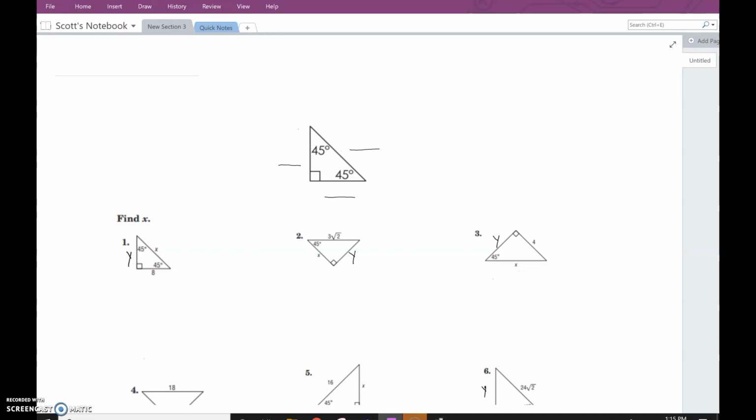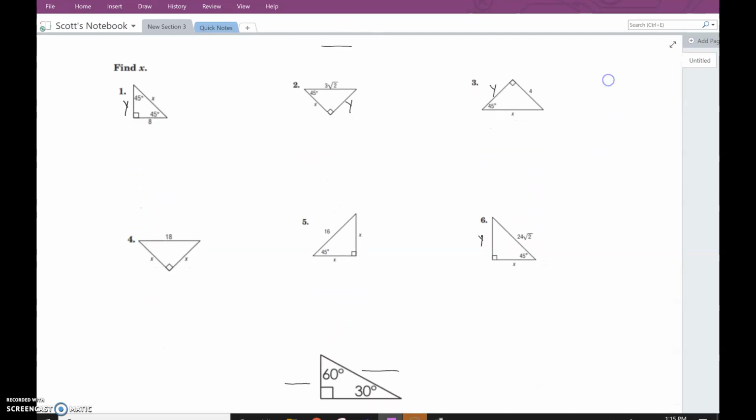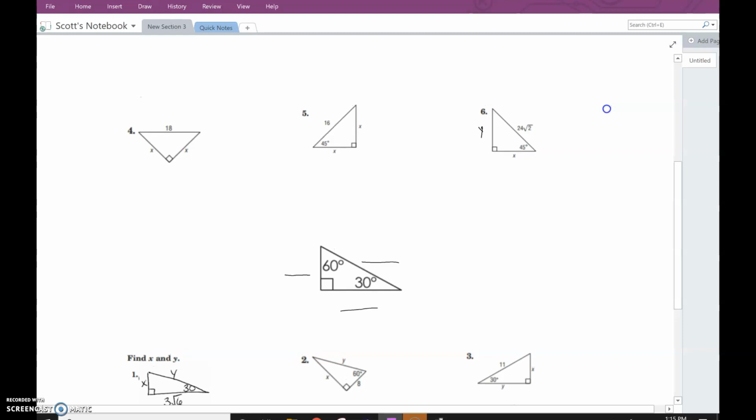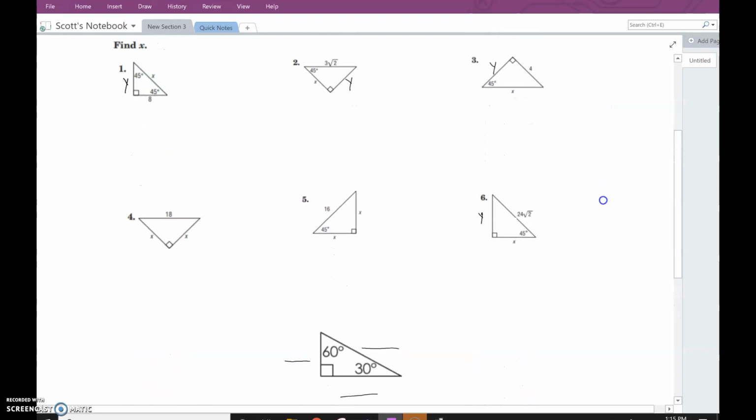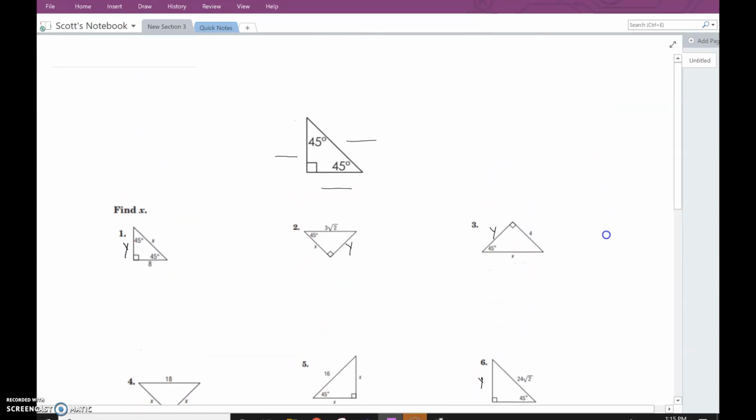Hello everybody, today we are going to do a tutorial on special right triangles. The key to special right triangles is finding the pattern and applying it. We're going to have two different special right triangles. This top one here is a 45-45-90. The bottom one is a 30-60-90. It just depends on the degree measures.